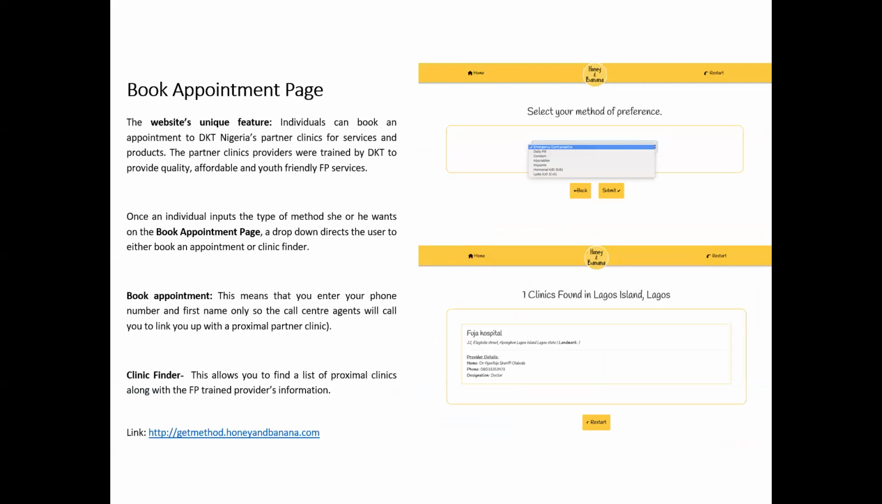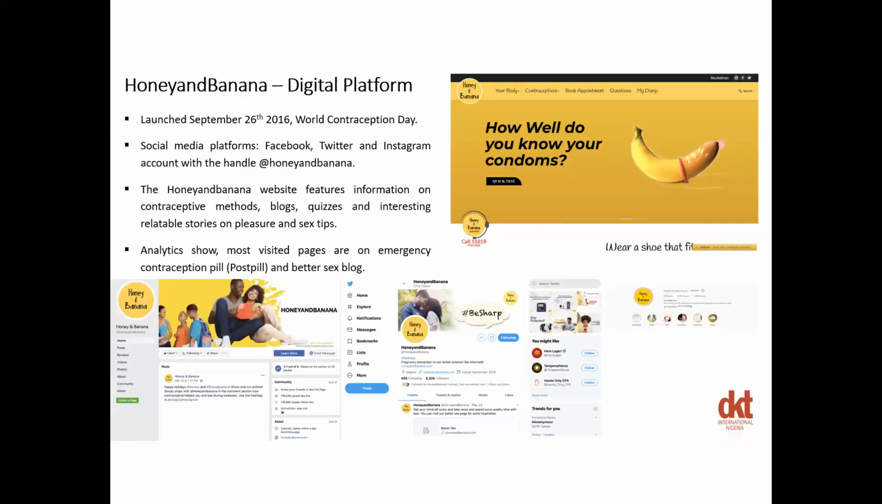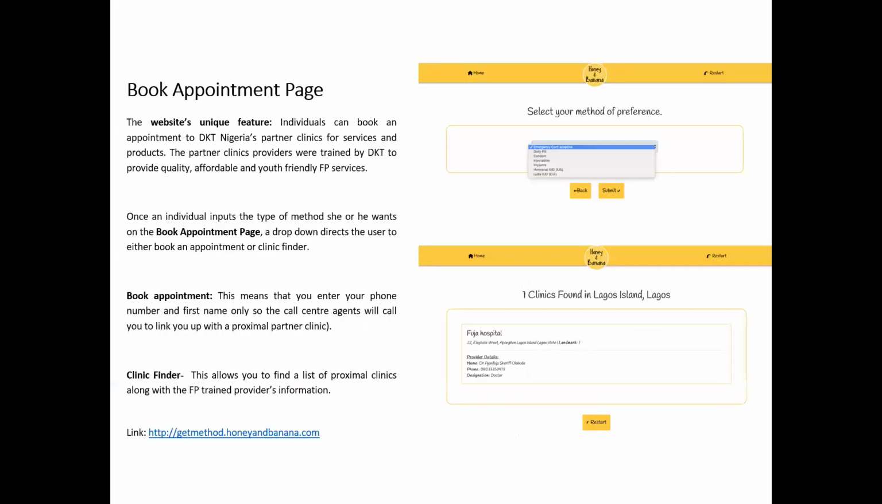Okay, so HoneyandBanana social media platforms were launched in September 2016, to coincide with World Contraceptive Day. We have three platforms on Facebook, Instagram, and Twitter with the accounts at HoneyandBanana. Also, we have a website. It's quite unique. It doesn't just provide information on contraceptives or relatable stories on sex and pleasure. It goes ahead to link our users with a DKT partner clinic where they can get these contraceptives. So how do they do this?